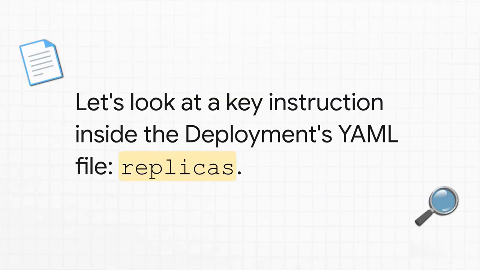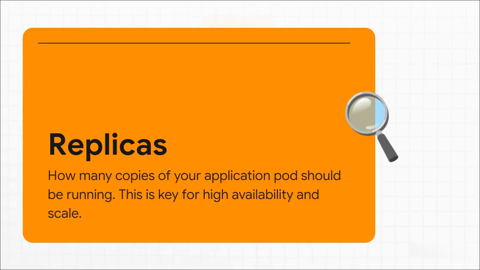Okay, let's peek inside that blueprint. One of the first and most important words you're going to see is this one right here, replicas. Replicas is pretty straightforward. It tells our project manager how many copies or pods of our app to run.